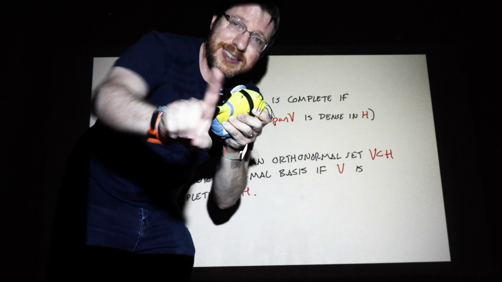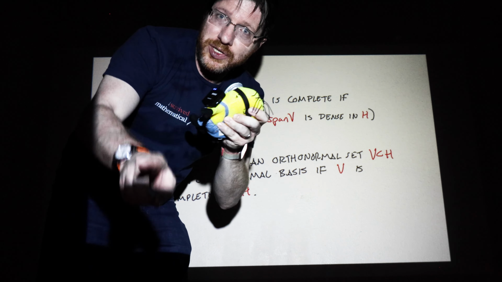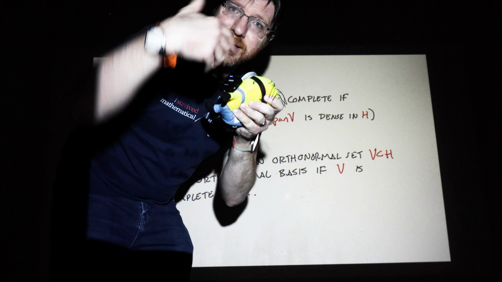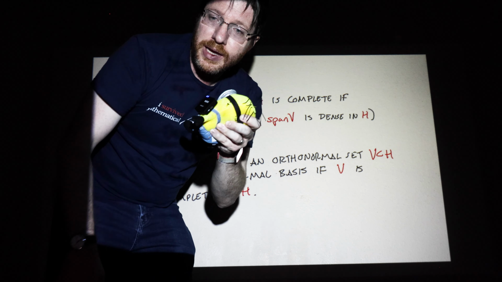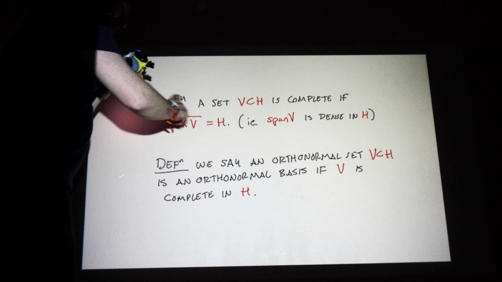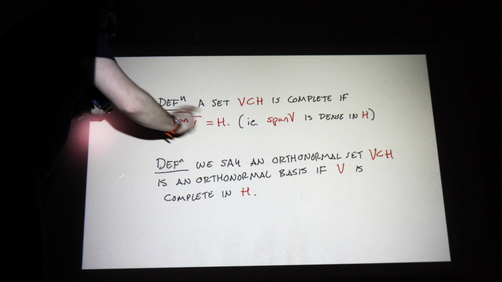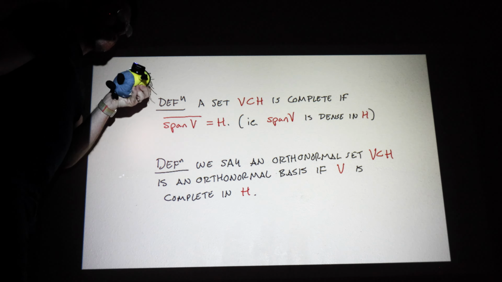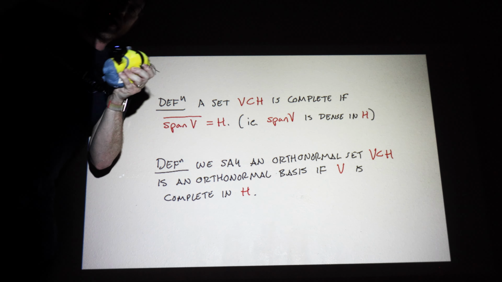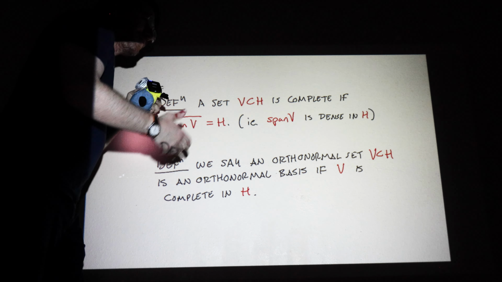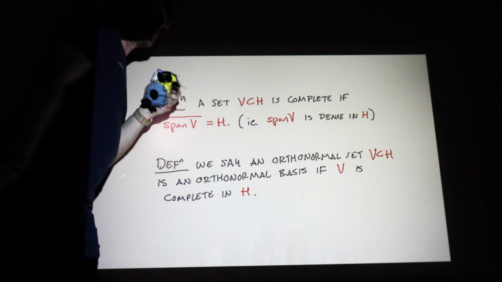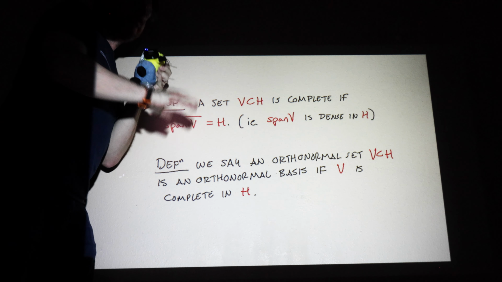What does complete mean? This is not complete in the sense of metric spaces. This means we're talking about a complete set inside of a Hilbert space, which means that if we take the span of V inside of H, that is said to be complete if we take its closure, and that gives us all of H back. What that means is that the span of V is dense in H, or another way to say it is that if we take linear combinations of elements of V, we can approximate anything we want in H.